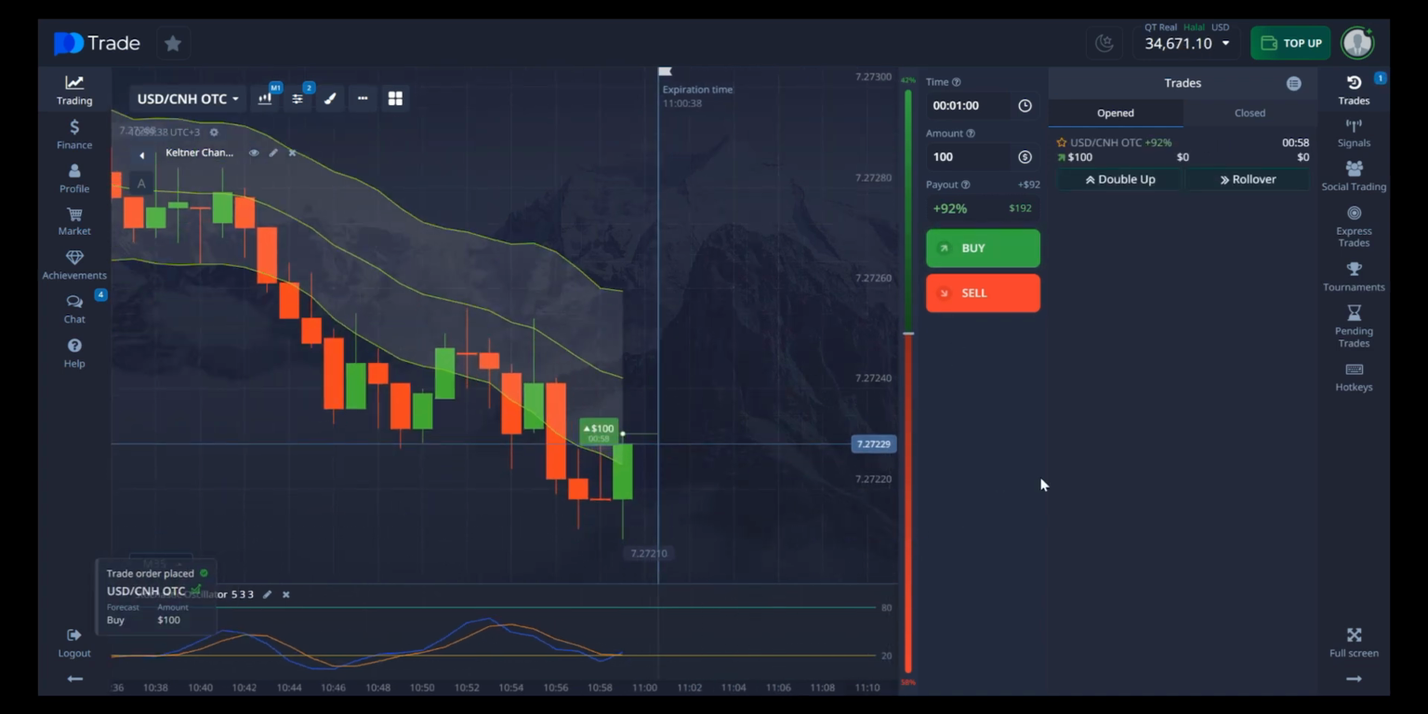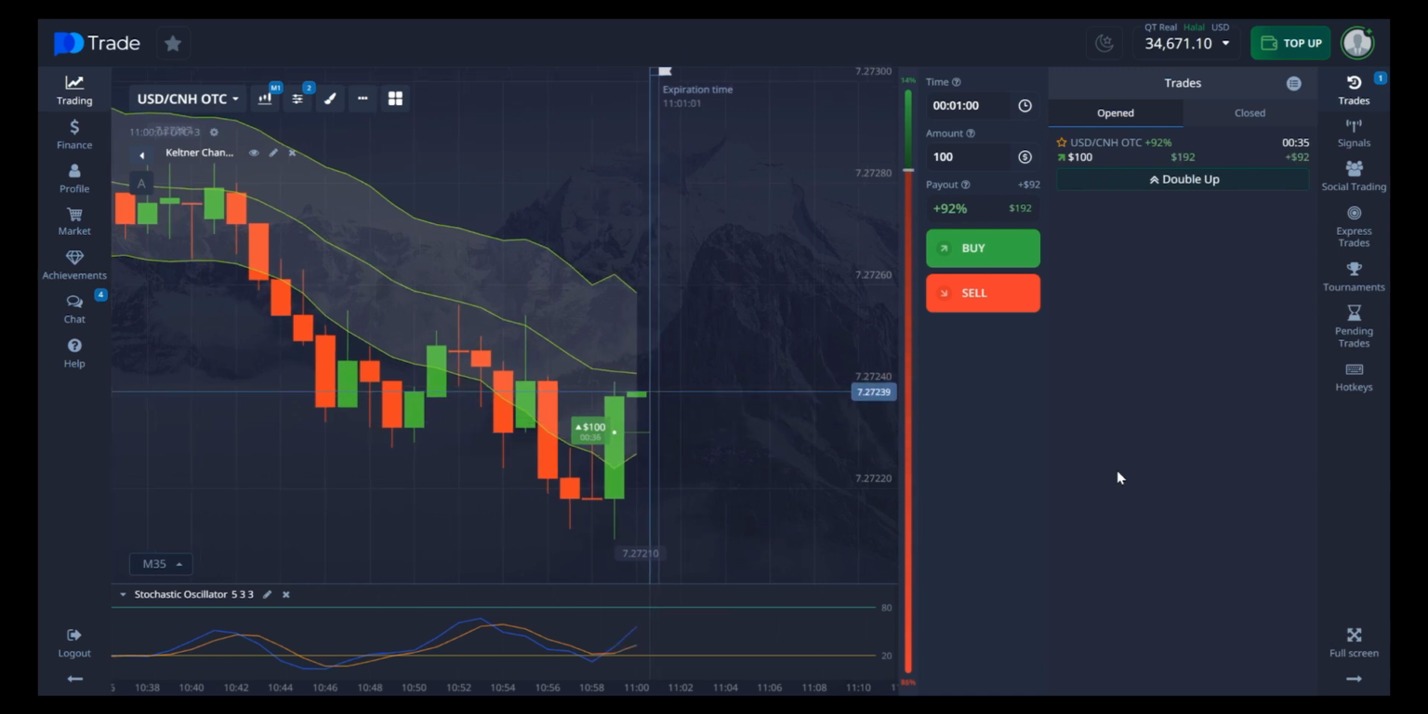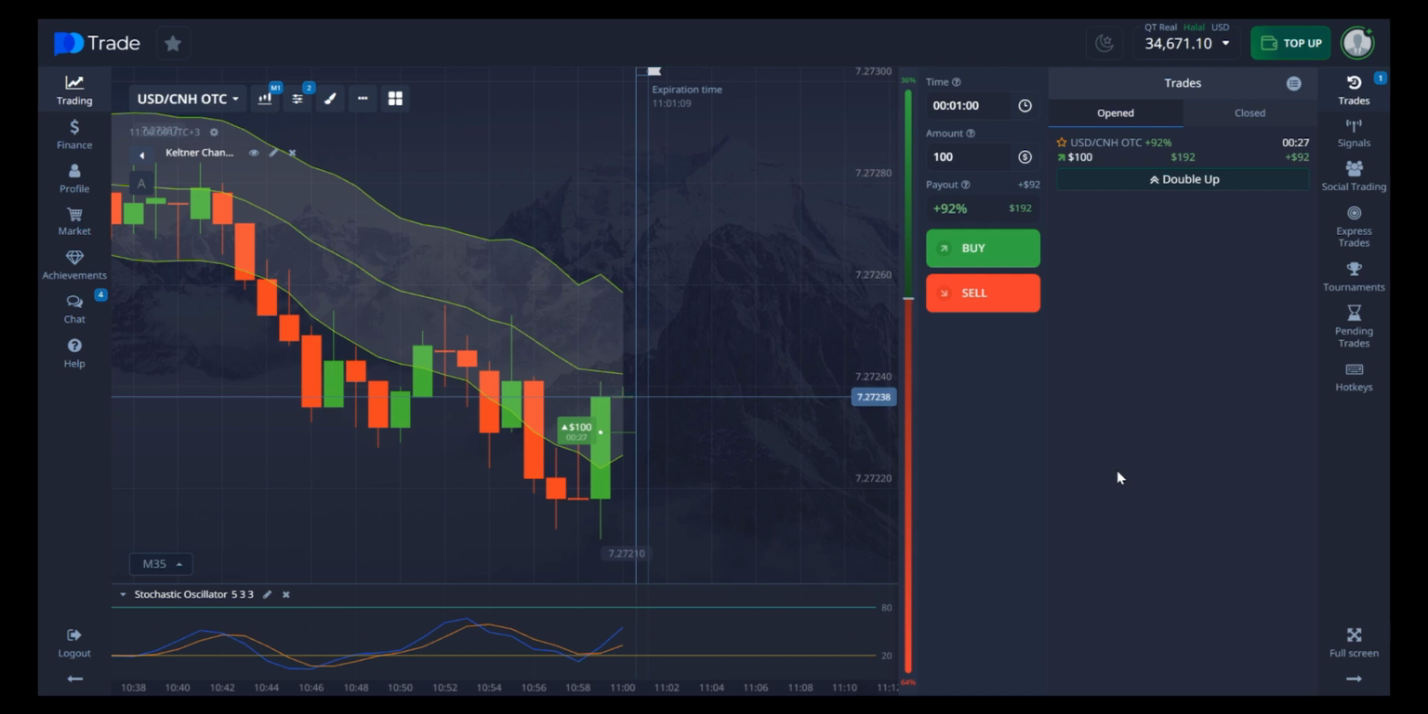Here, as we can see, there is already a signal and the green candle across from the 20 zone. The stochastic lines cross it. Let's see how the trade goes here.